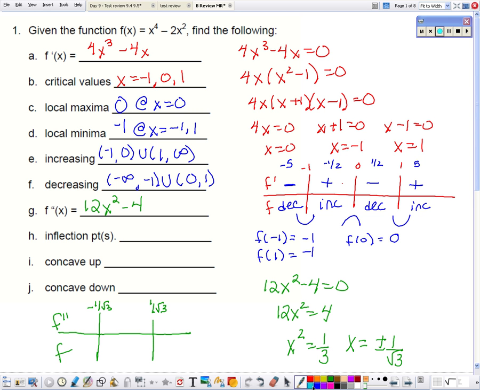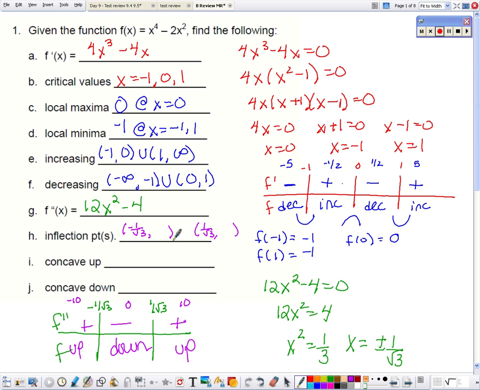And I'm going to choose, just to be sure, negative 10, 0, and positive 10. And when I plug those into the second derivative, I get a positive, a negative, and a positive. So that means f is concave up, concave down, and then concave up. Because the concavity changes, I have an inflection point at negative 1 over root 3 and some y value, and again at 1 over root 3.